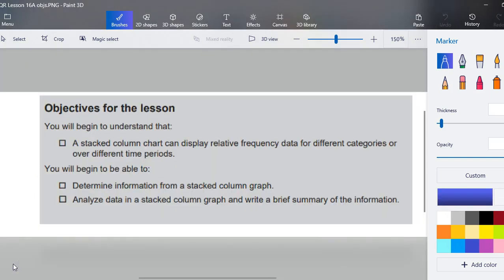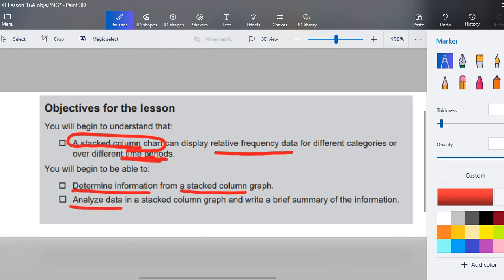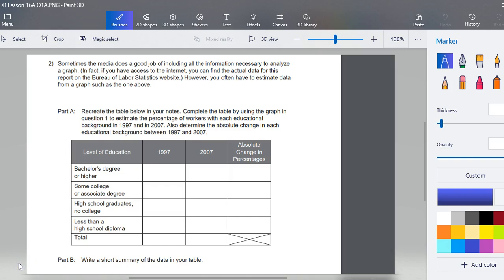Our objectives for this lesson include that we're going to begin to understand that a stacked column chart can display relative frequency data for different categories or over different time periods. We're going to begin to be able to determine information from that stacked column graph. We're going to be able to analyze data in a stacked column graph, and we'll be able to write a brief summary on the information. So moving on to question 2, if you haven't already done this by yourself, hit pause and go ahead and work on it by yourself.